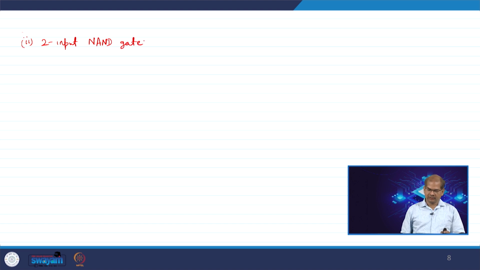So, what is happening? Let us say I have a NAND gate. If my B input is 1, and my other input A is rising, then your output Y will fall.